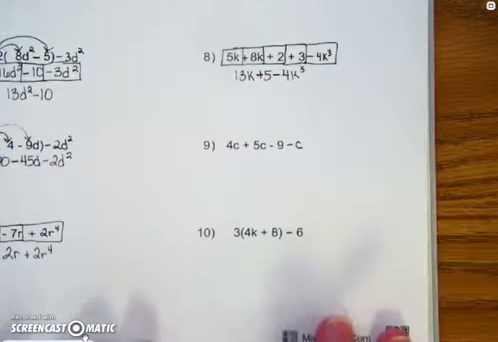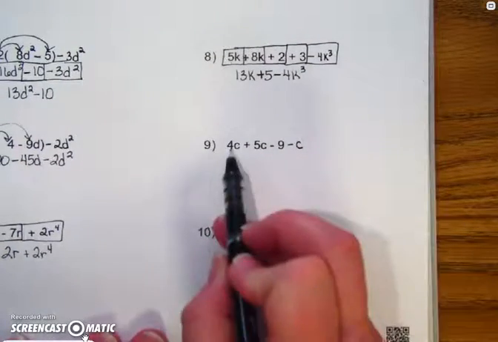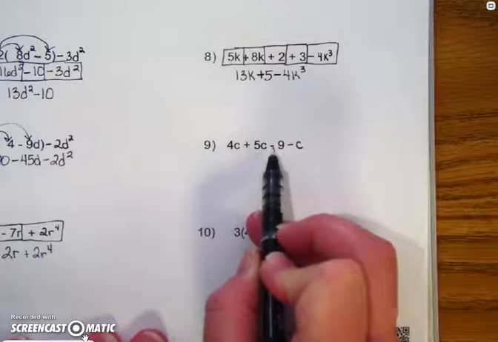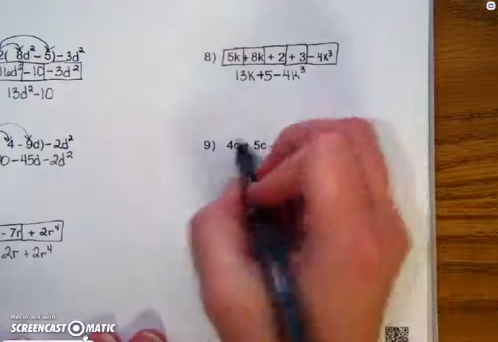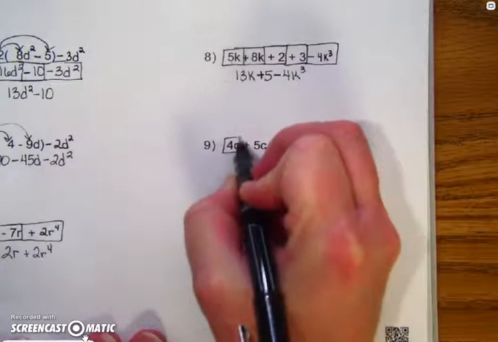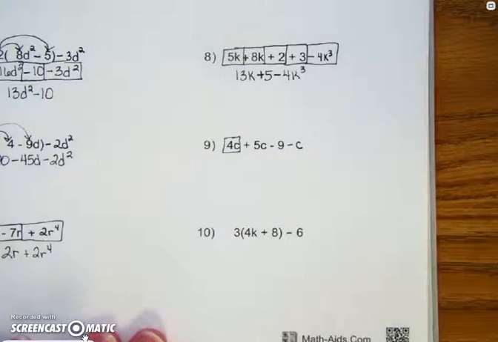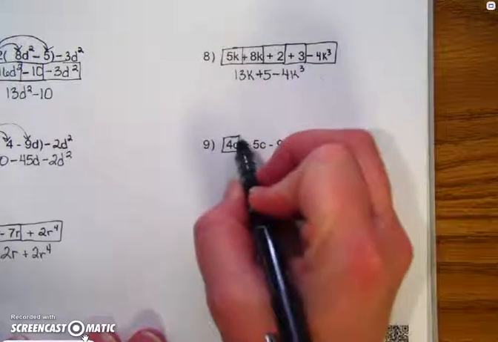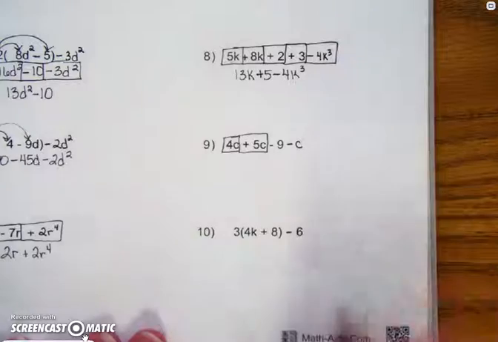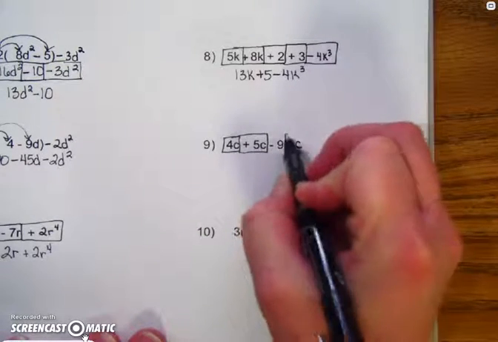Number 9. We have 4c plus 5c minus 9 minus c. Now, our first term is 4c. What else looks like 4c, Eli? 5c. Okay, plus 5c. And what else? Dawson? Minus c. Good job.